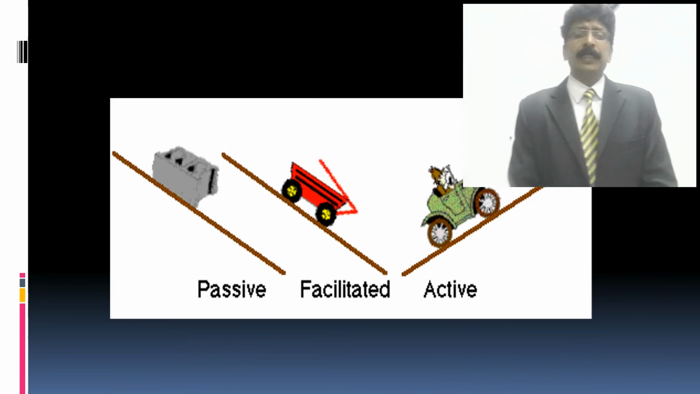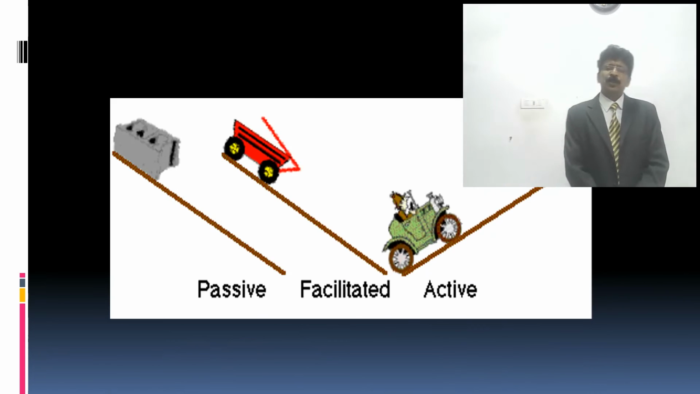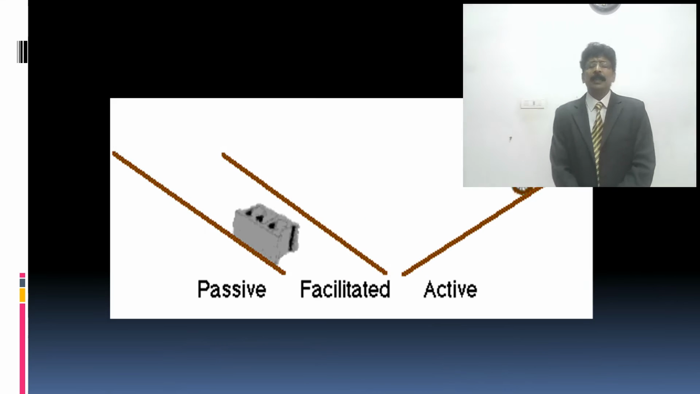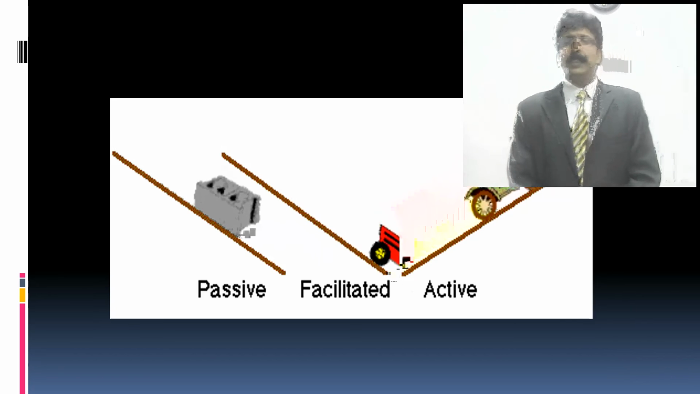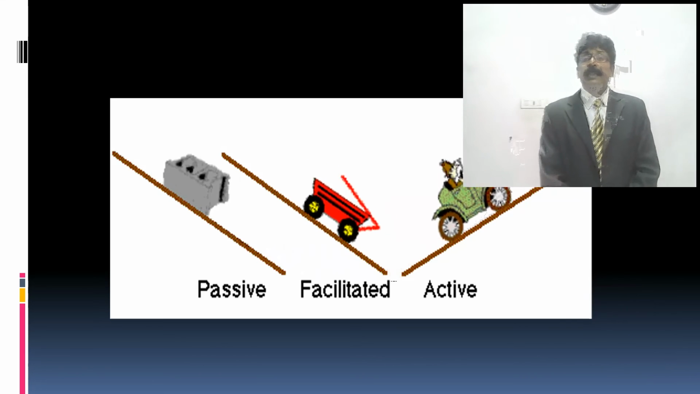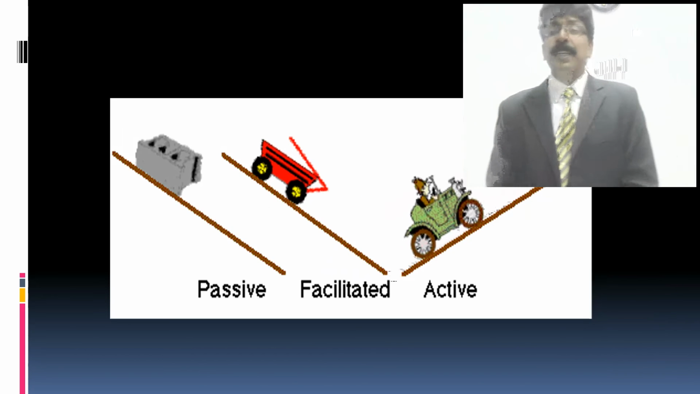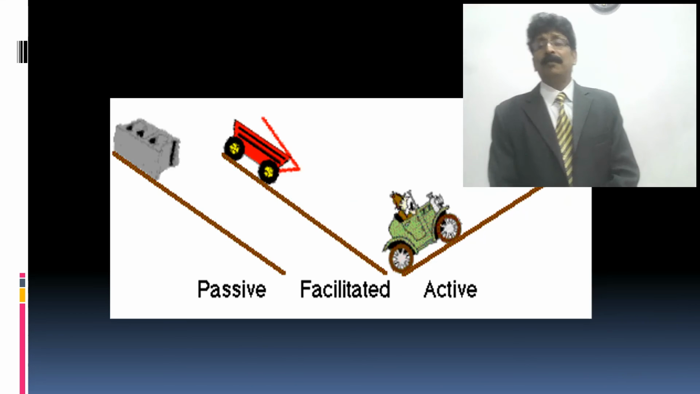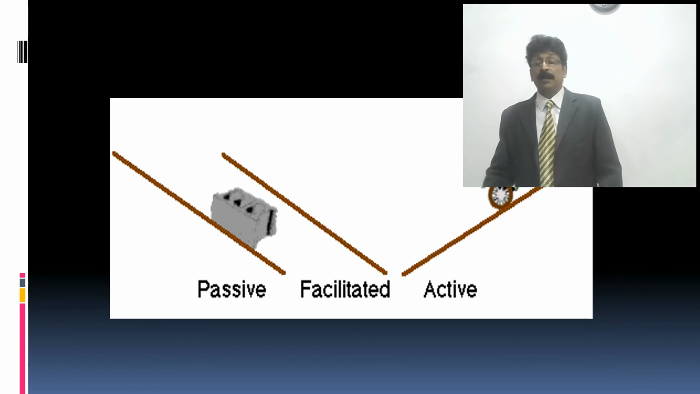You can see the passive one. Simply on a slope, there is no wheel or anything, just passive without any type of carrier. There is no carrier needed for passive diffusion. But for facilitated diffusion, you need a carrier, like a wheel, a tire. You can see how the red color is coming for the facilitator.